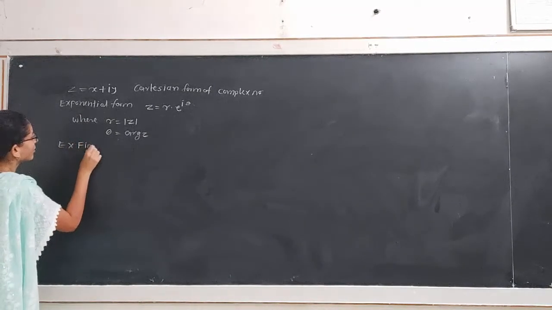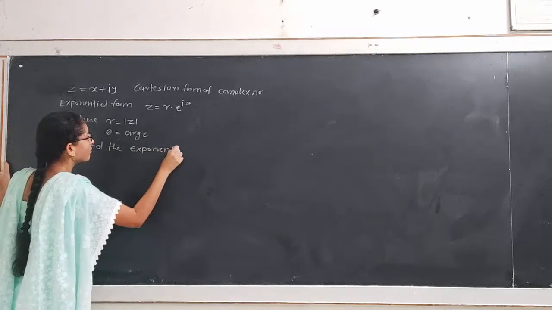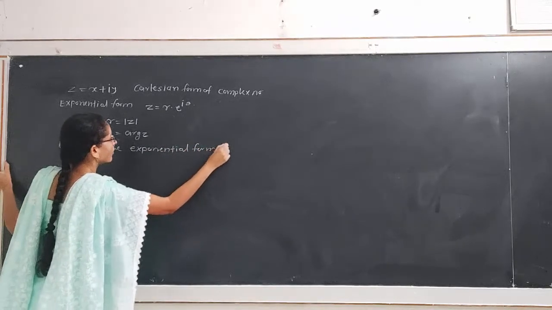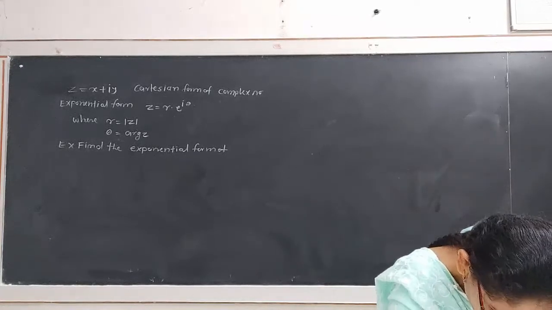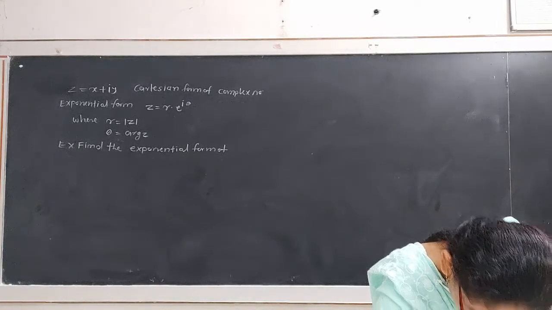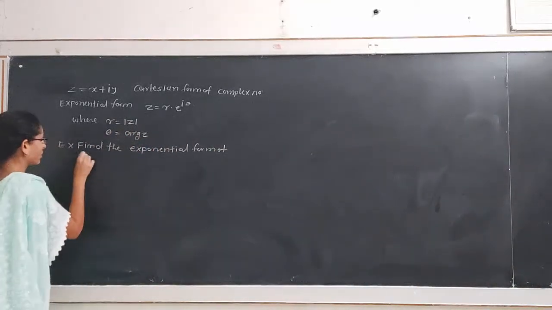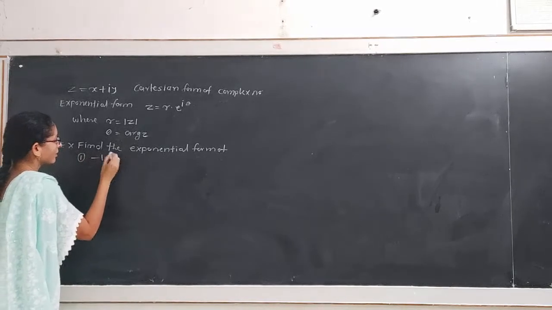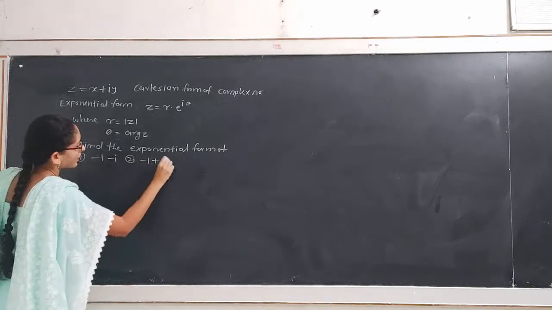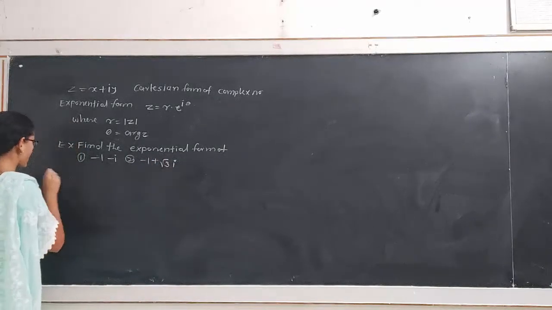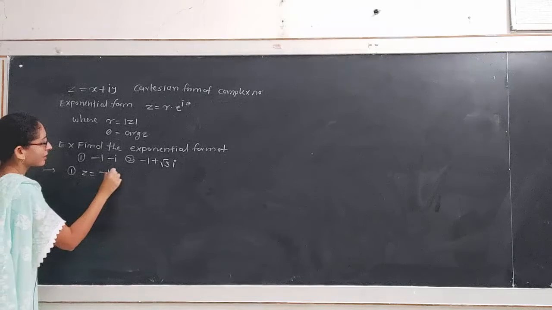find the exponential form of complex number z equal to -1 minus i, and second is -1 plus root 3 i. In the first example, z is -1 minus i.